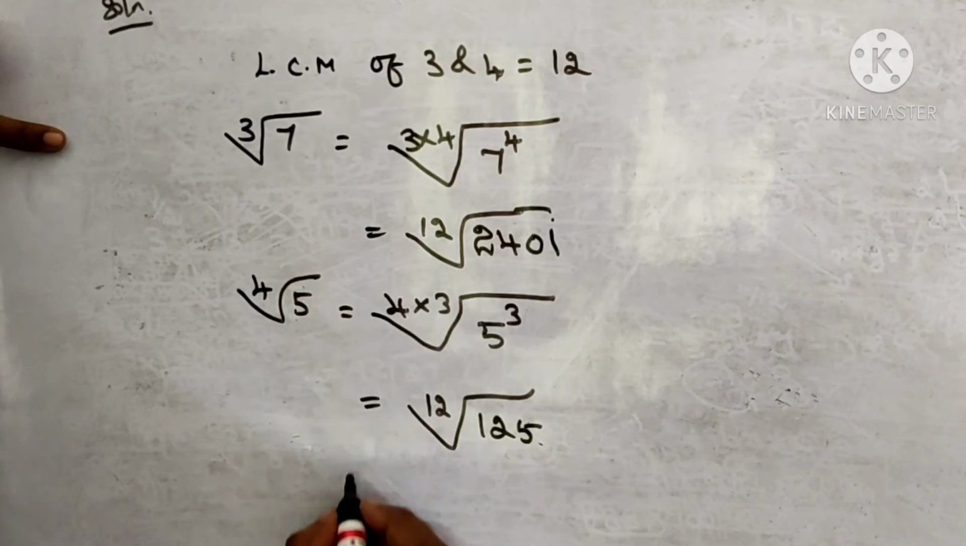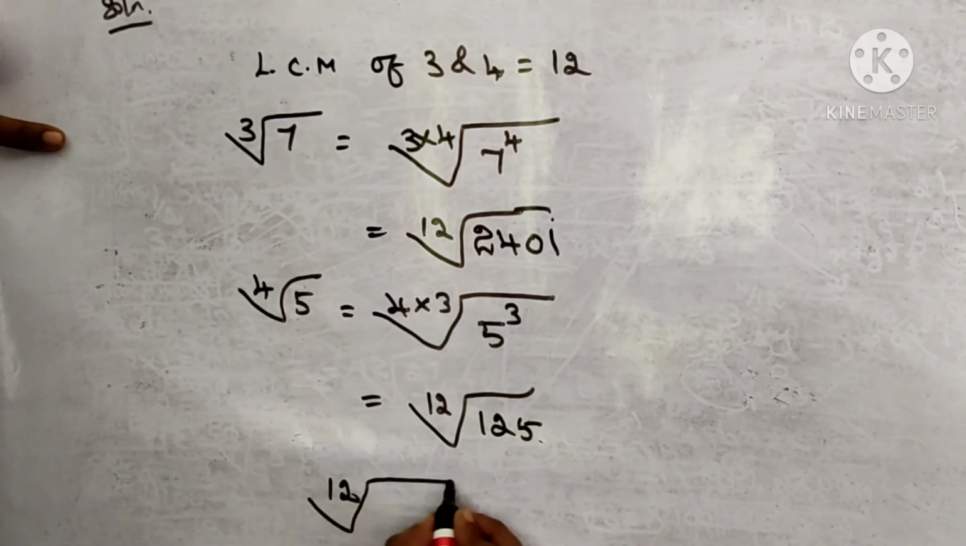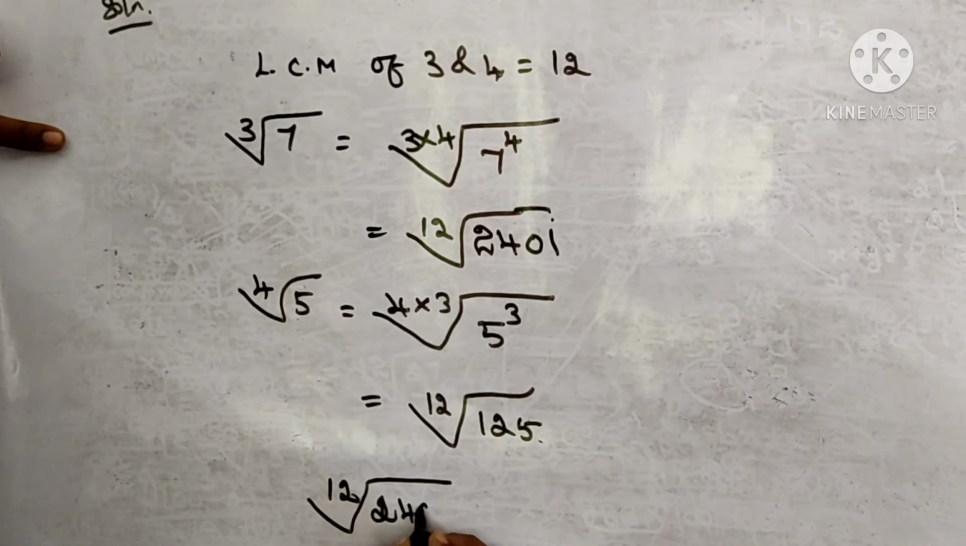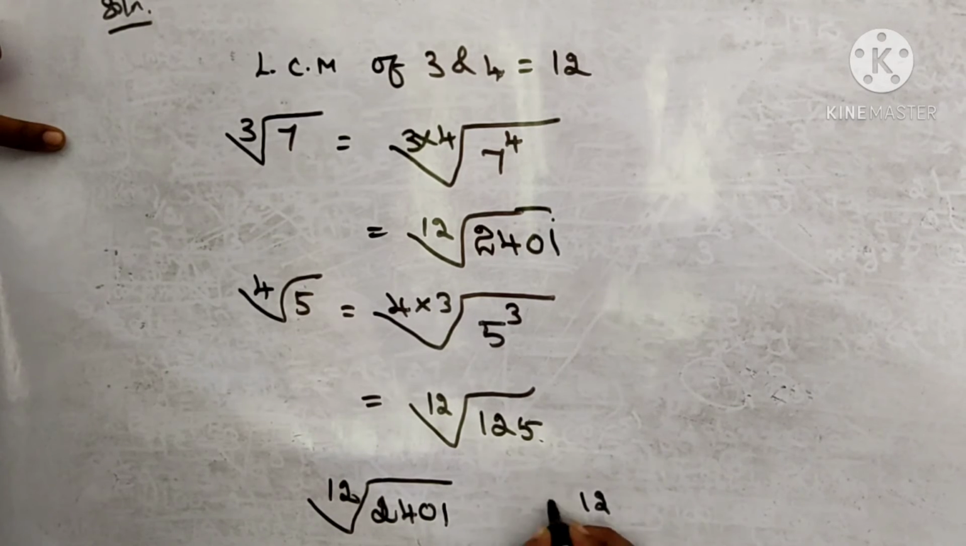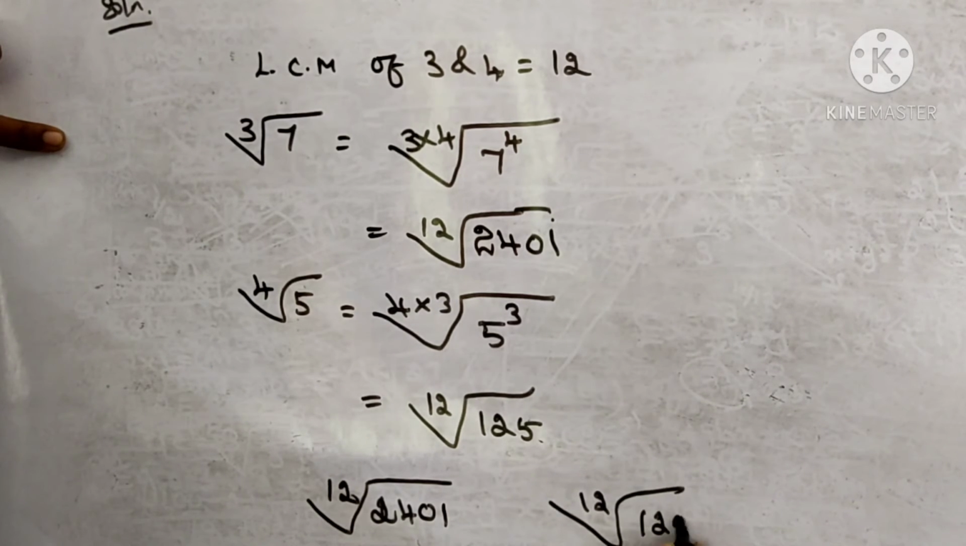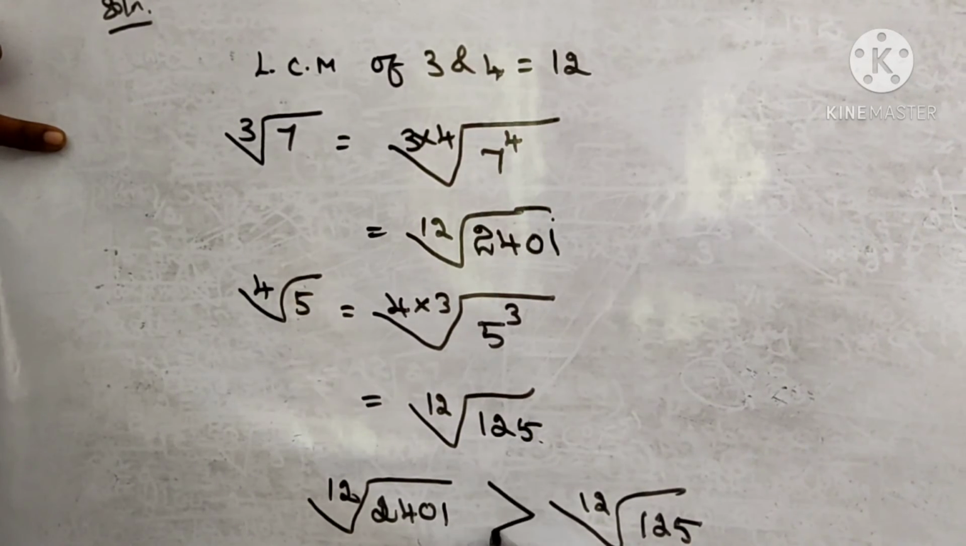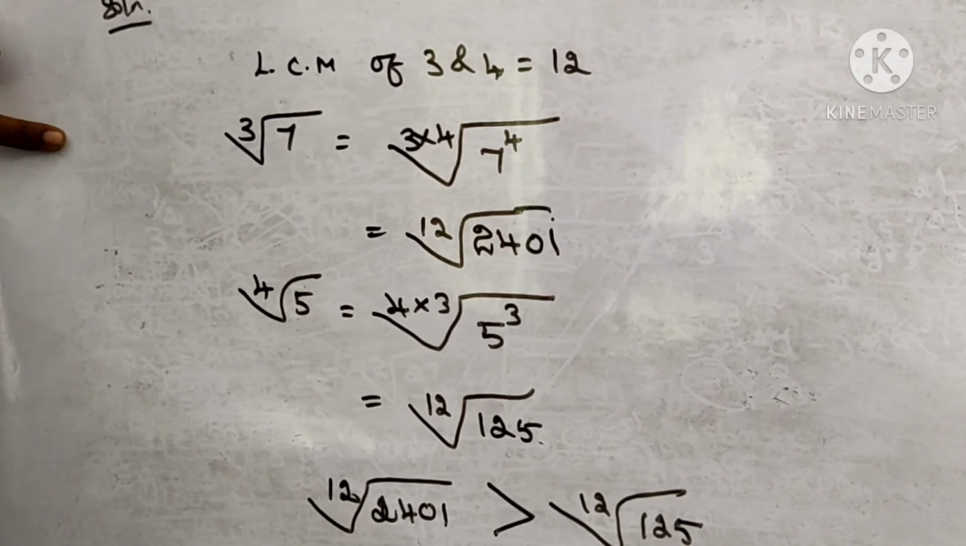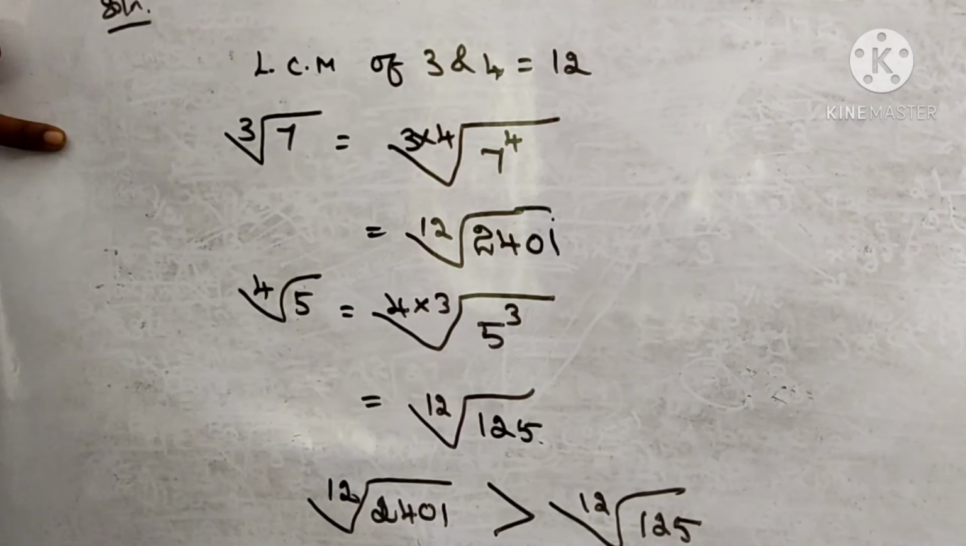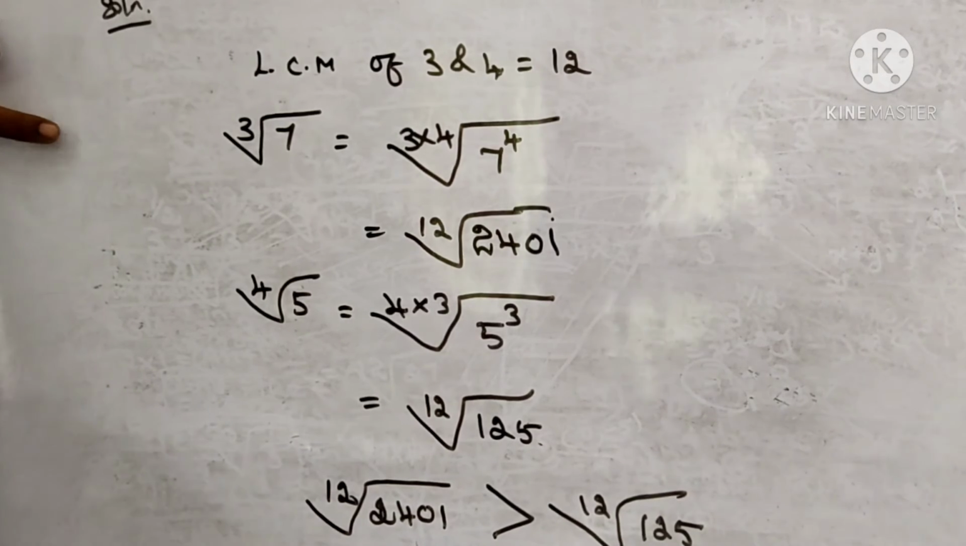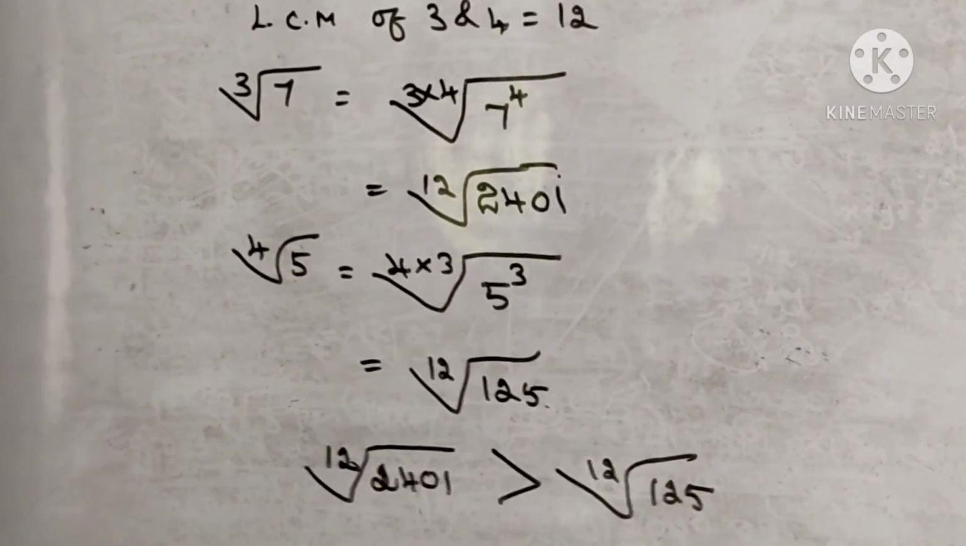Now compare these two equiradical surds: the 12th root of 2401 and the 12th root of 125. Which one is greater? This term is the greater. So the cubic root of 7 is greater than the 4th root of 5. Hence proved.